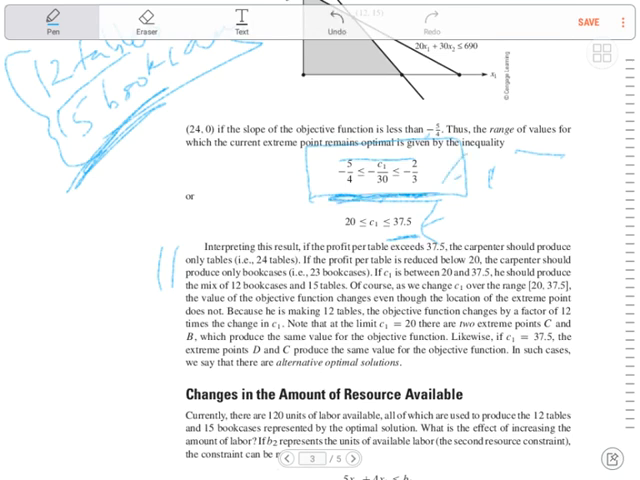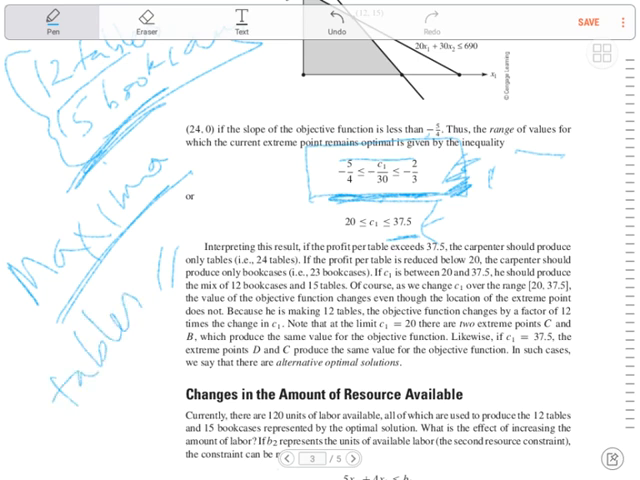Now if I say I won't be abiding by this thing, then what will happen? Obviously the maxima will change. Maxima will change means what? The number of tables he is making or the number of bookcases he is making is going to change definitely. Okay, so that is how they are interpreting it.